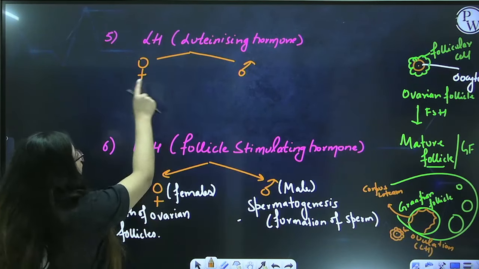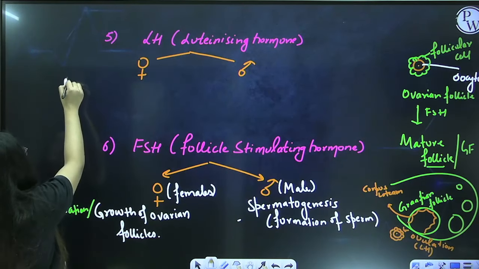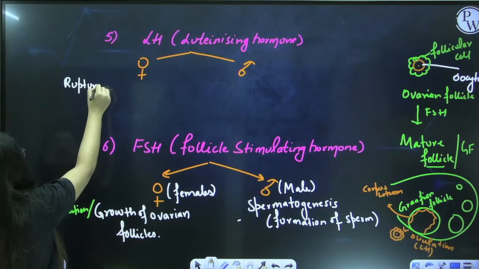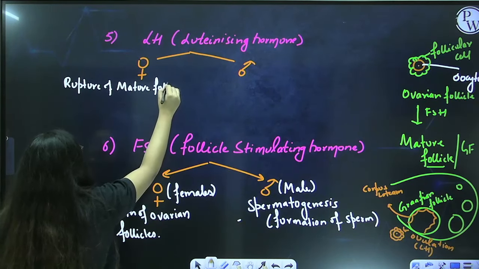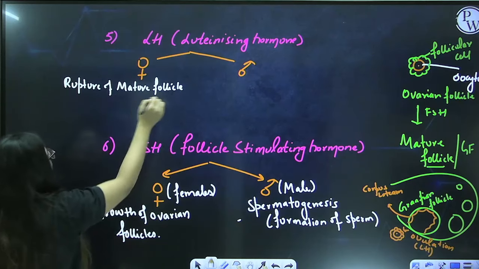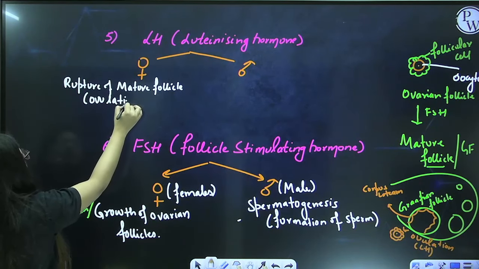So this is what LH does in the female. What does it do? It causes rupture of the Graafian or mature follicle. Rupture of the mature follicle. And that rupture of the mature follicle is known as ovulation.